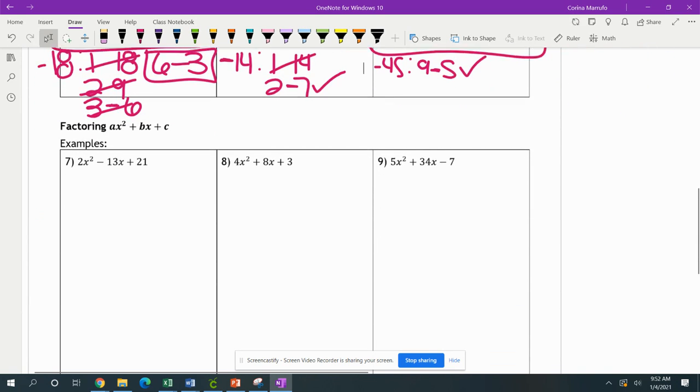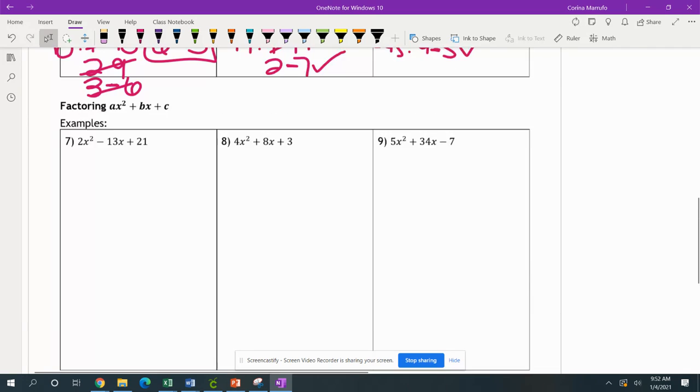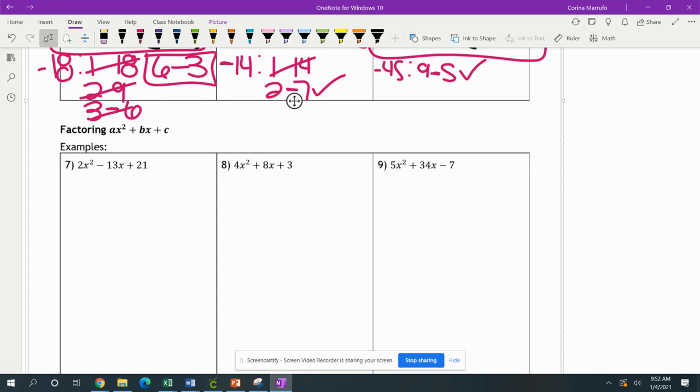All right, the next one, factoring. So this time, these ones are different because it has a number here in the front, which changes things just a little bit. Okay, so if it has a number in the front, this is an example with the 2, this is an example with the 4, this is an example with the 5 in the front. You are going to do the same thing for all of these problems. You're going to multiply the 2 times the 21. So 2 times 21 gives me 42. And then we're going to go ahead and see what two numbers multiply to give us 42, but we'll add up to a negative 13.